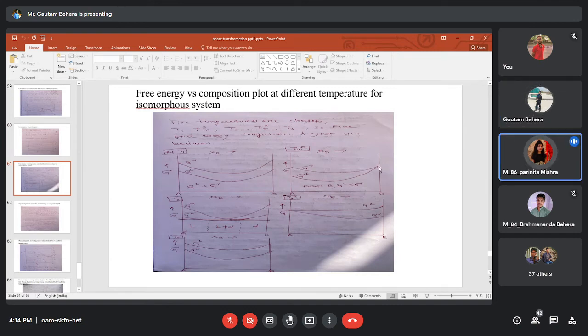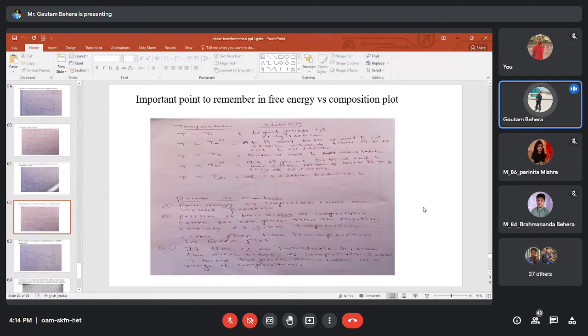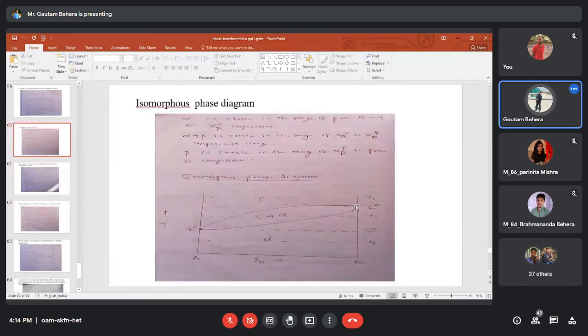You can see the alpha curve and the liquid curve are intersecting only at point B. That means at this point both phases, alpha and liquid, are stable and have the same free energy, right? But if you go from B to A, you can see liquid has lower free energy and alpha has higher free energy. Why? Because liquid is the stable phase. In other compositions, just have a look: apart from this end, in other compositions liquid is the stable phase.